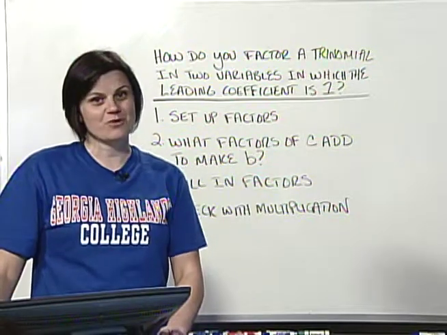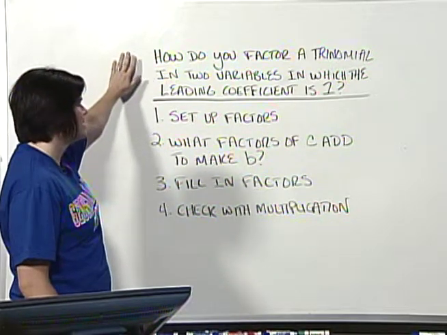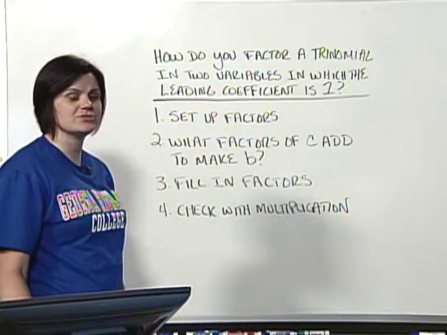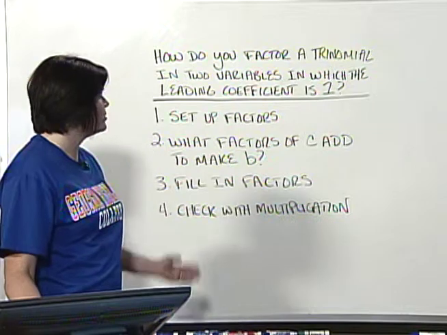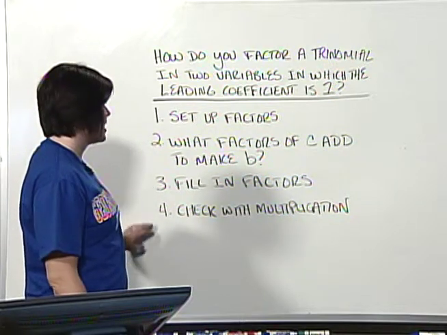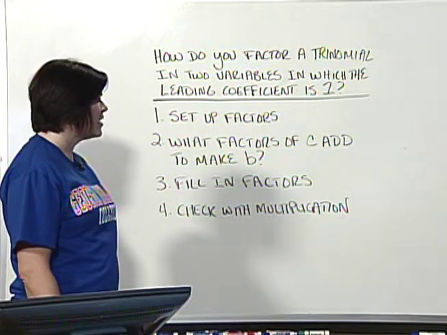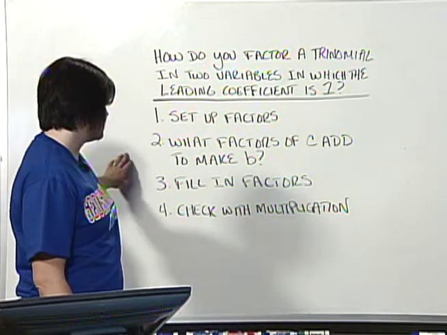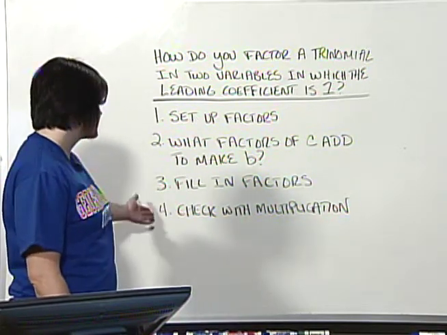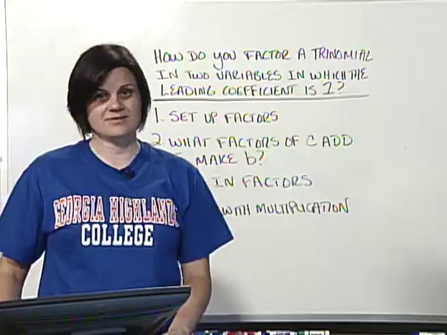In this video segment, we'll be answering the question, how do you factor a trinomial in two variables in which the leading coefficient is 1? Well, it's about the same process that you take when you're factoring a trinomial whose leading coefficient is 1 that's just in one variable. We follow the same steps. Set up your factors. Secondly, you're going to ask yourself, what factors of C add to make B? Thirdly, we'll fill in those factors, creating our factored form, and then we'll end up checking with multiplication. So let's take a look at an example.